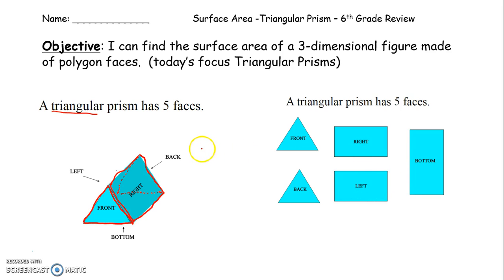3 rectangular faces. What we're going to do tonight is review finding the surface area of a triangular prism, which is just finding the area of every surface that makes up the outer coating of that triangular prism. So it's going to be a matter of finding the area of the triangle at the front and the back, and then the 3 rectangles that make up the triangular prism. We'll add up all those areas. That'll be the total surface area of the triangular prism.